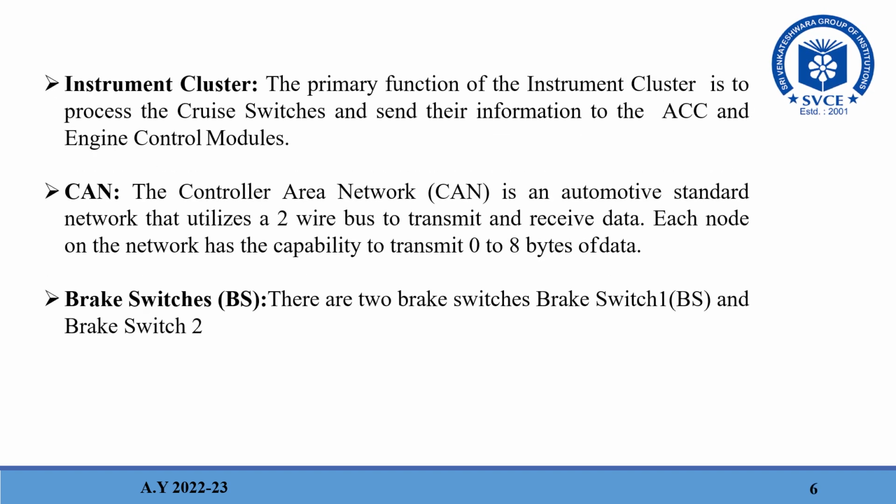Instrument cluster. The primary function of the instrument cluster is to process the cruise switches and send their information to the ACC and engine control modules. And then CAN, also called controller area network, is an automotive standard network that utilizes a two-wire bus to transmit and receive data. Each node on the network has the capability to transmit 0 to 8 bytes of data. And then brake switches. There are two brake switches, brake switch 1 and brake switch 2. These are also called front brakes and back brakes.